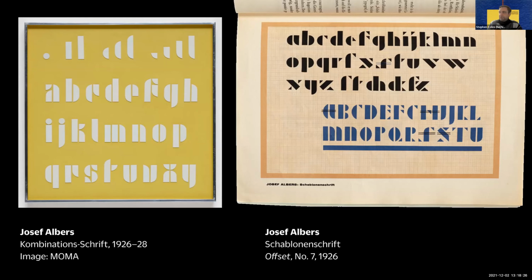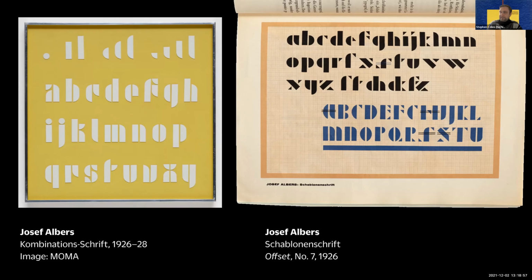Josef Albers had his own experiment, like many did. Joost Schmidt had a similar design, which was taking modular shapes. So with the geometric type we saw before, you're thinking mostly about the outlines of the letter forms, but here the shapes themselves are modules, and essentially making a stencil alphabet, which is what this is called in the variation that appeared in Offset magazine.